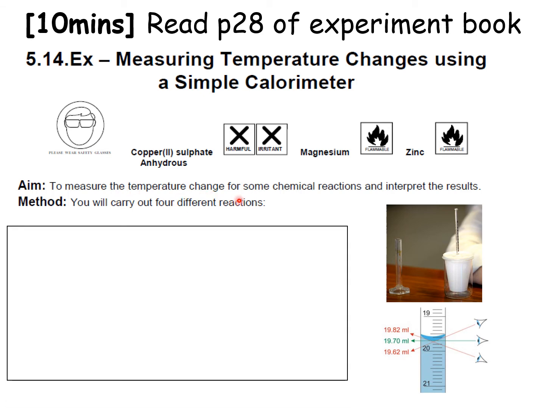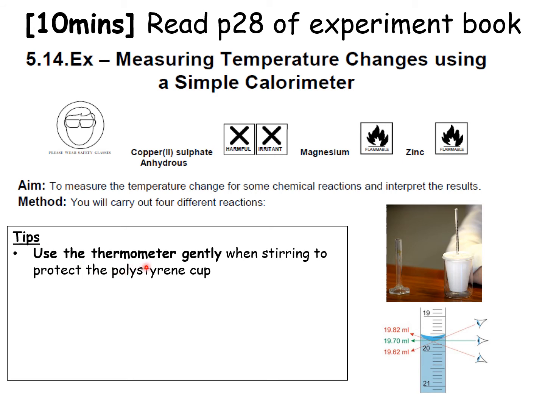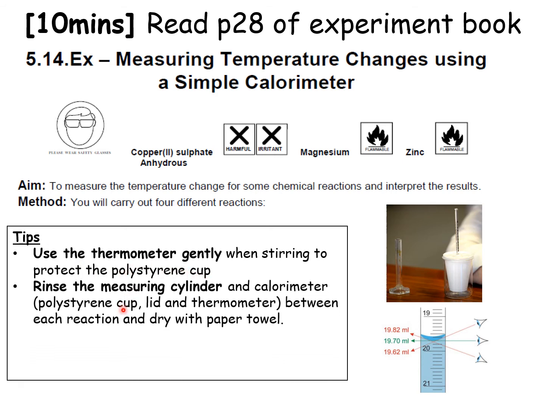So you will measure the temperature change for some chemical reactions and interpret the results. You will carry out 4 different reactions, and then you'll be measuring the temperature before and after. And this is a glass measuring cylinder, and that is more accurate than a plastic one. That's just because plastic can warp and bend, but glass can't. So tips here: use the thermometer gently when stirring to protect the polystyrene cup. Rinse the measuring cylinder and calorimeter. You also want to dry it as well, between each use.